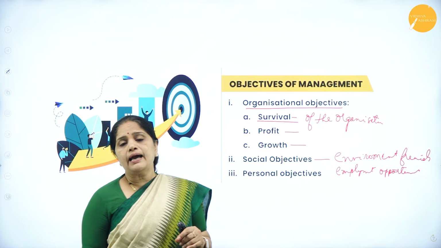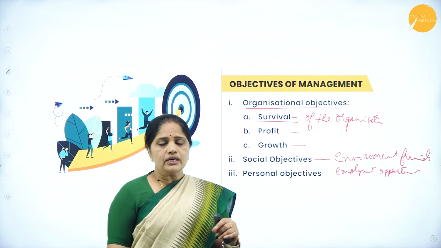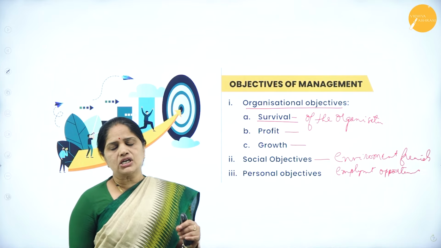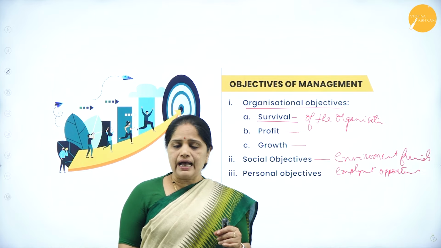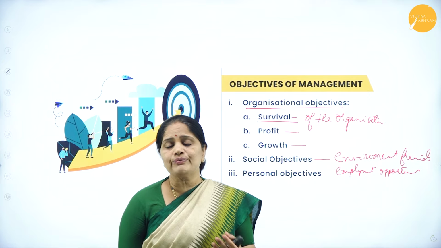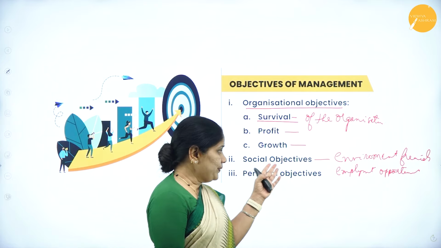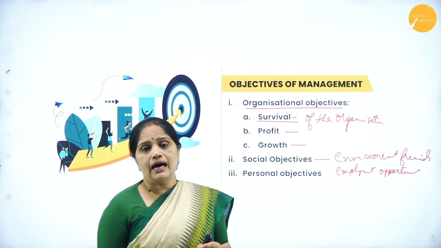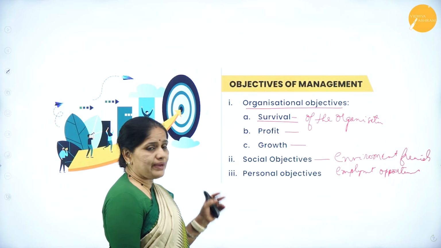So social objective means we have to have environment friendly measures for waste disposal, and we also have to create employment opportunities. The business gets all its resources from the society, and as a result it has to give back something to the society. So employment opportunities are the social objectives of management.